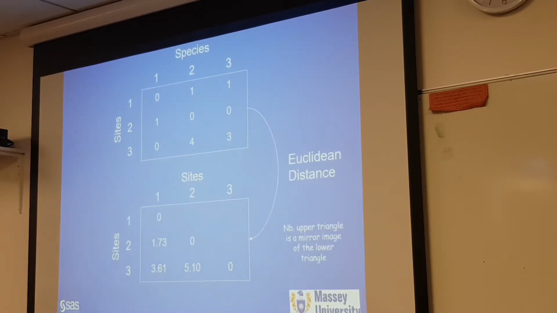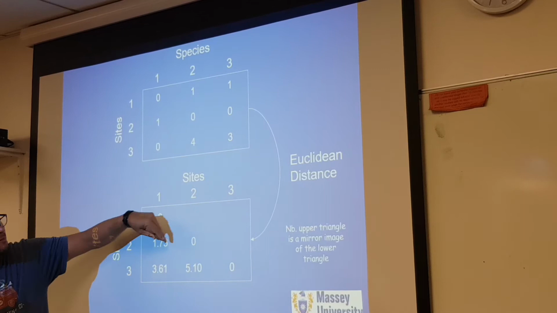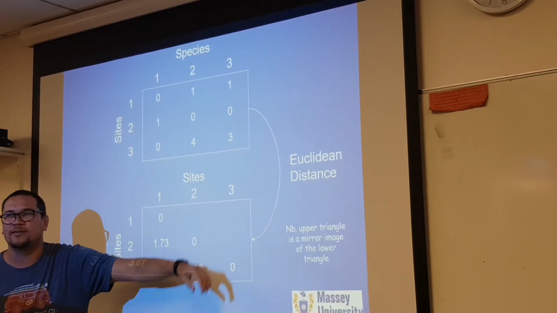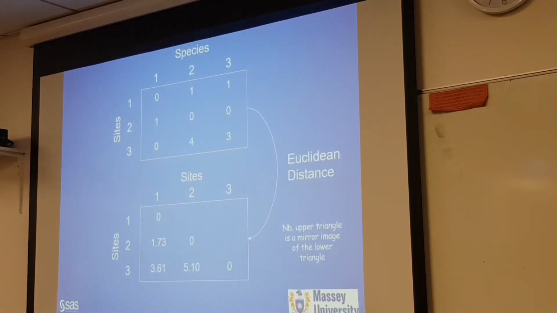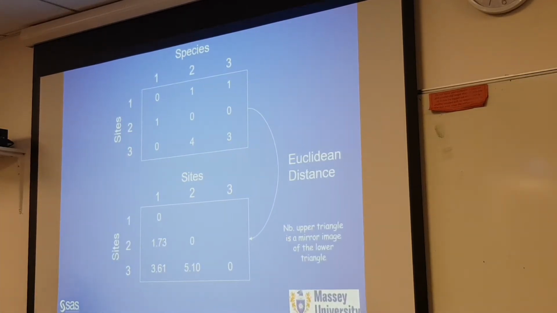So, as I've denoted, this is a triangle, a symmetric matrix. The upper data, I've left it blank here, but of course these are actually the same values. Just to make it easy to view, people usually show one half of the triangle, one half of the data set. Okay, any questions?